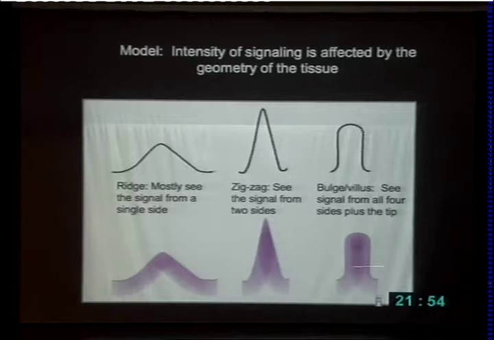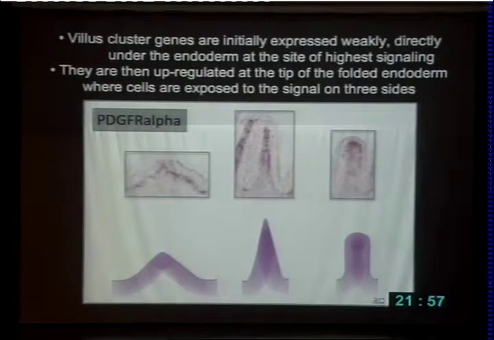And if you look at the expression of some of these genes over time, it really looks like that might be what's happening. Here is the PDGF receptor alpha, only turned on at extremely high levels of hedgehog that are only obtained directly under the epithelium at this early stage. As it folds and these folds start to come together, you start getting a bit of a higher expression where these cells are bathed from two sides. And when you get these pre-villus bulges, now they're seeing hedgehog from three sides, and that's where you get the villus cluster genes coming on.